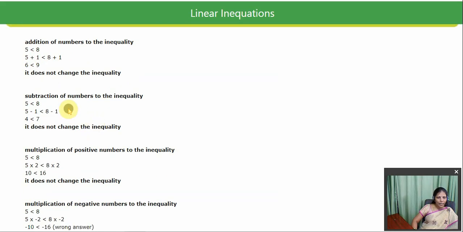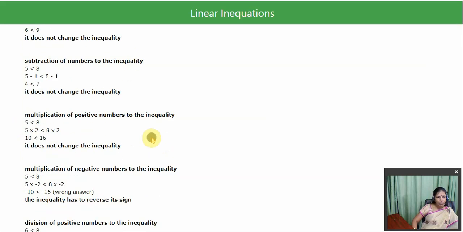Now we will come to the subtraction of numbers to the inequality. The same example, 5 is less than 8, which is a true statement. Now I am subtracting 1 on both the sides, LHS and RHS. Now 5 minus 1 is 4, and 8 minus 1 is 7, so 4 is less than 7. So here again, even though we subtract the numbers on both the sides, the inequality does not change. It remains the same. Now we will come to the multiplication.